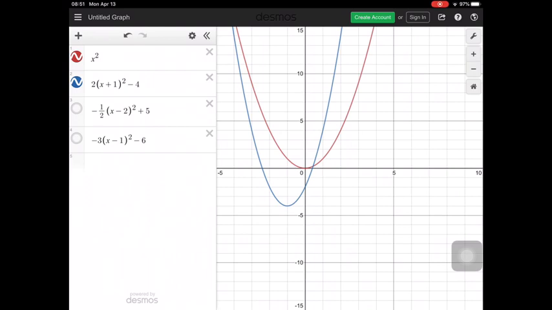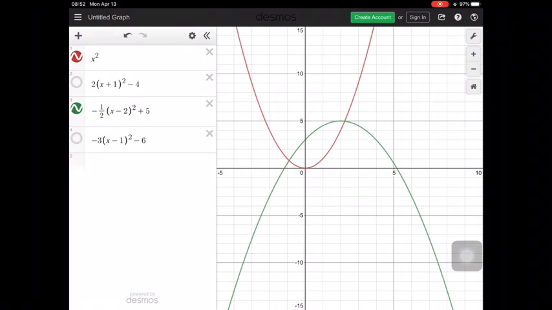If I graph the second one, the green one, what do you see? First of all, let's compare the vertex. You see that the new vertex, the green one, is displaced 2 units to the right and 5 units upward, right? And then we see that the parabola is reflected on the x-axis, right? That's why it looks the other way around.